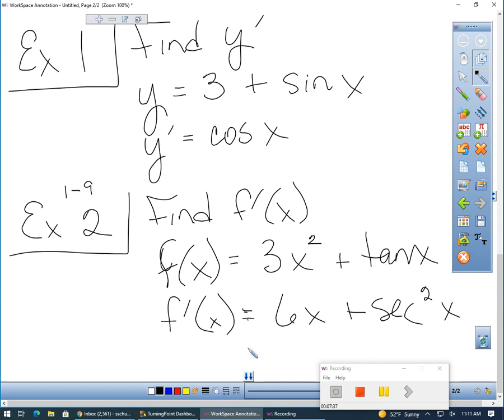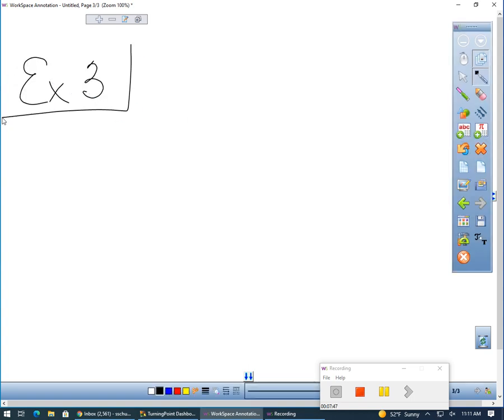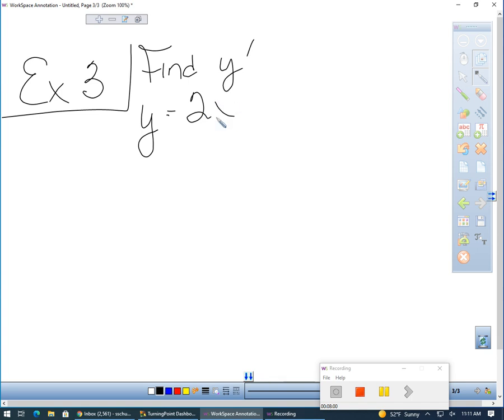Let's try a little bit harder. Example number 3, still from the next section. What if I gave you: find y prime if y equals 2x cosine x.